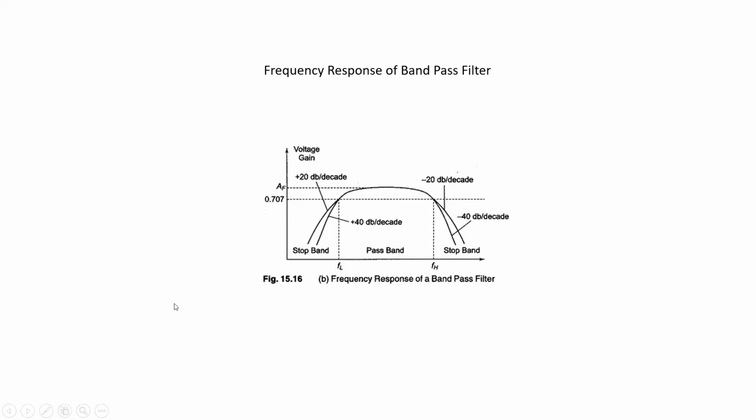So in the case of a band pass filter, if we want to plot the frequency response, it will look something like this. On the x-axis we have the frequencies, and on the y-axis we have the voltage gain. That gain you can take either as the absolute gain or as the gain in dB. Whichever you want, you can take it.